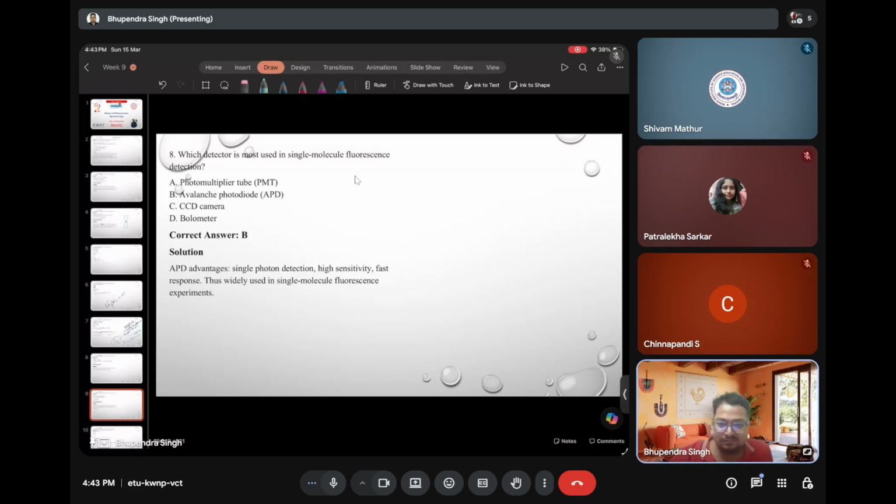Anyway, that is the extra information for you guys. So avalanche photodiode advantage: single photon detection, high sensitivity, fast response, thus widely used in single molecule fluorescence detection. So sensitivity is higher, photo detection is also higher, and the response is fast. So that is why avalanche photodiodes are used in single molecule fluorescence detection. Option B.